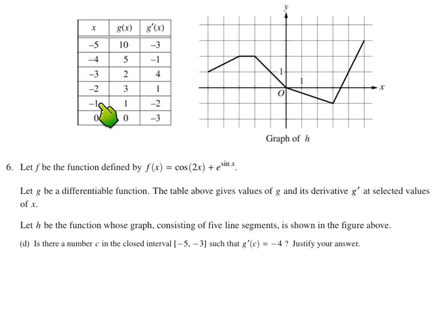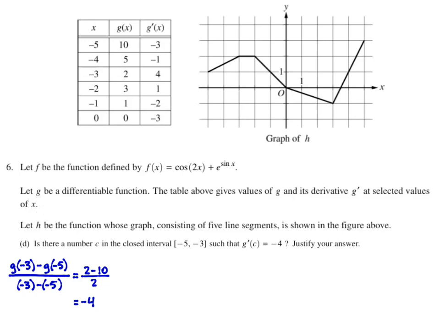So we have to find the average slope between negative 5 and negative 3. So the slope between negative 5 and negative 3 is going to be 2 minus 10 over negative 3 minus negative 5, and then that simplifies to negative 4. So we can say that since the average slope is equal to negative 4 over this interval, then the derivative will equal negative 4 at some point in that interval, as long as the hypotheses for the mean value theorem are true.